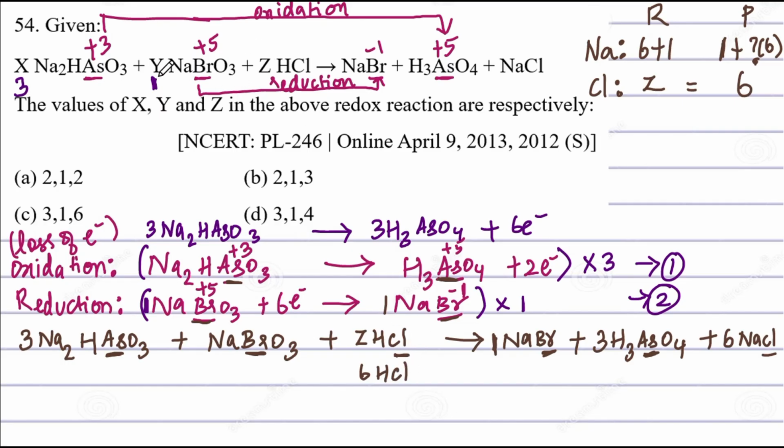So what is the value of Z? Z is having the value of 6. So that's all. The value of x is 3, value of y is 1, and value of z is 6. So the correct option is option C, 3, 1, 6.